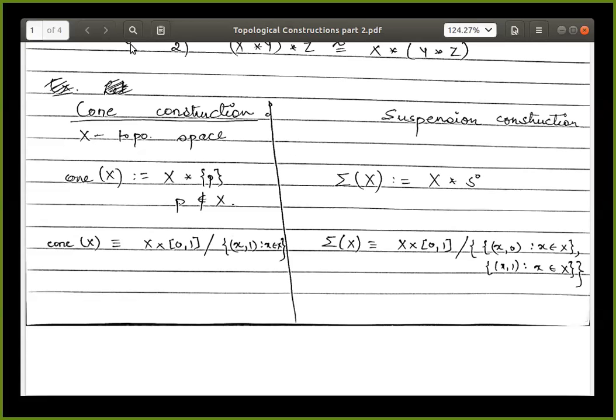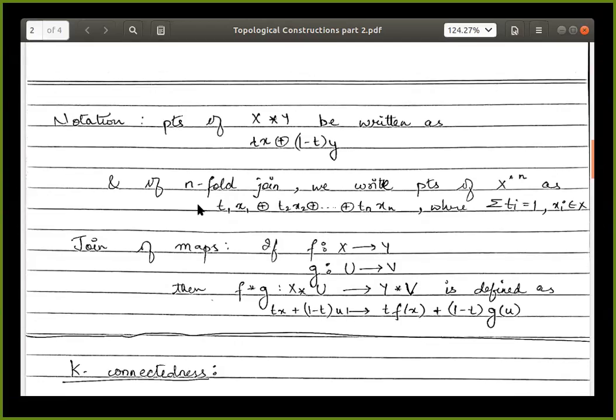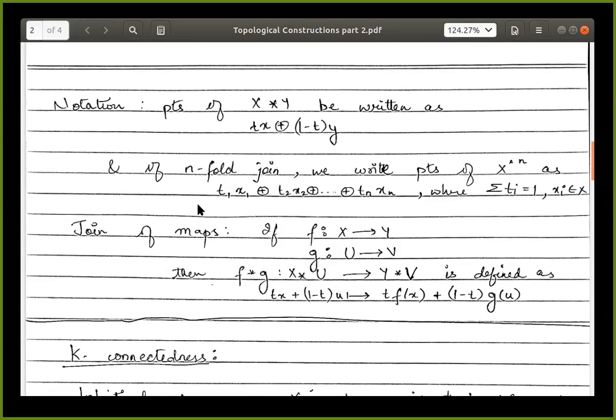Now moving forward, there are a few notations. So points of x join y will be written as tx direct sum (1 minus t)y. Why do we really write it in this sense? Because which x is being chosen at t equal to 0 is irrelevant because it will vanish, and similarly, what point is chosen at t equal to 1 from y is irrelevant. So it's actually in some sense a direct sum.